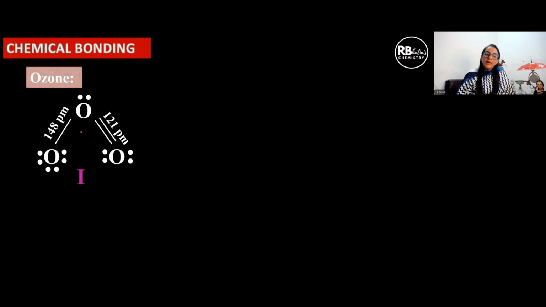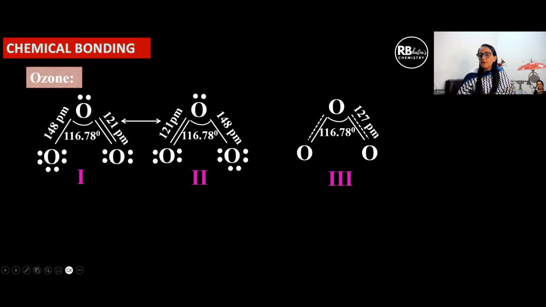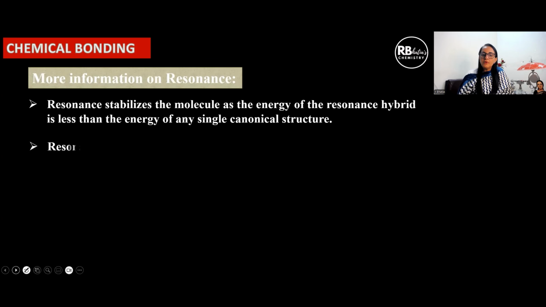So what else do we understand? If we look at OO single bond, it should be 148 picometer. O double bond O is 121. But in ozone molecule, each bond has been found to be of 127 picometer. That means this bond is in between that of a single and a double bond, which can only be explained by taking the concept of resonance, right?